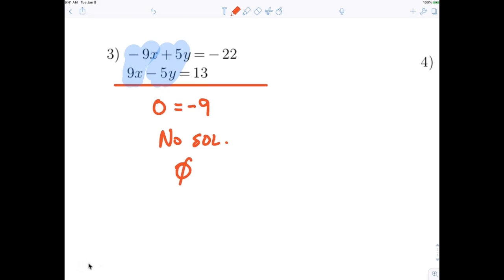It's no solution. Now, what does no solution mean in the context of graphing lines? It means if I graph that line and I graph that line, how many times are they going to intersect? Never, because they are what? They are parallel lines. Listen to me now. Those are parallel lines. So when you create a false statement, 0 equals negative 9, that's telling you that they don't intersect, that they are parallel. Anybody have any questions with that?